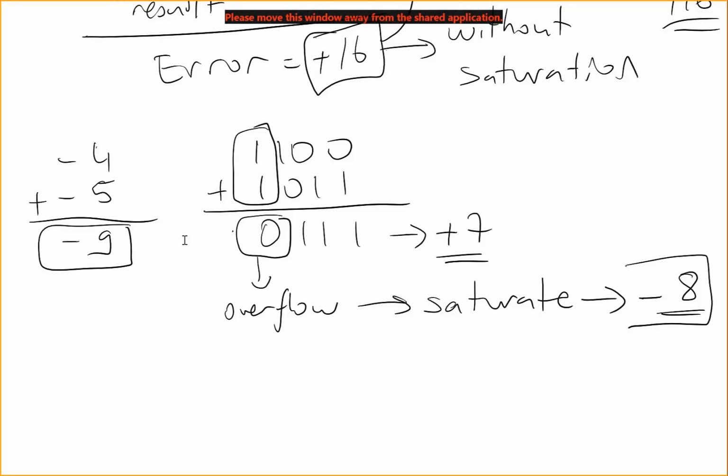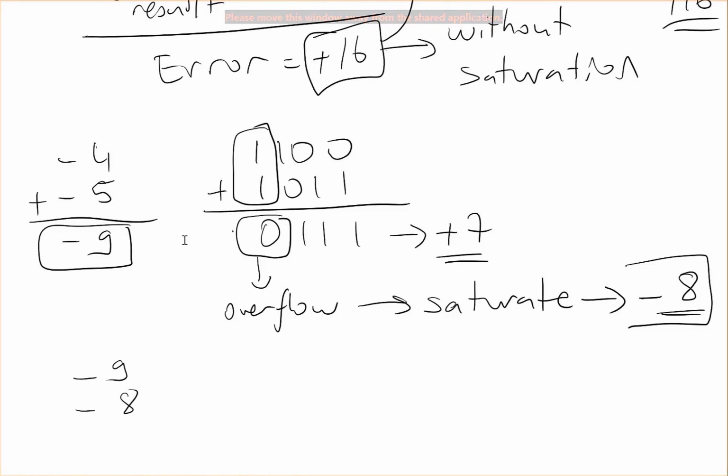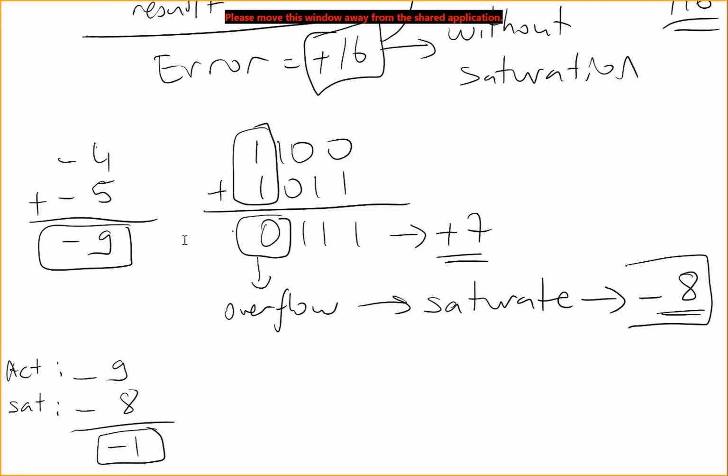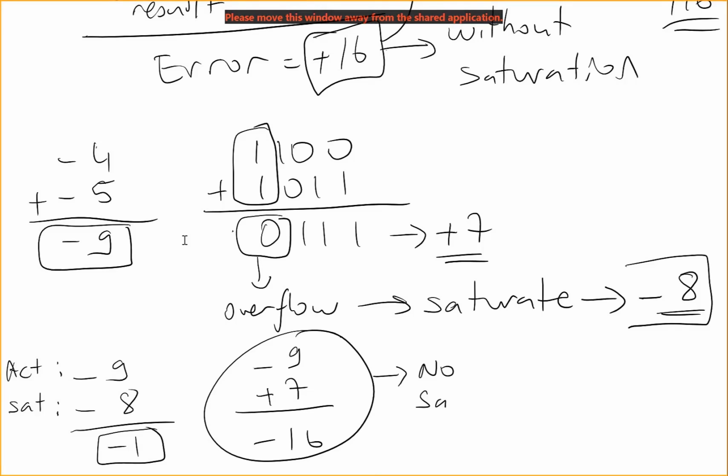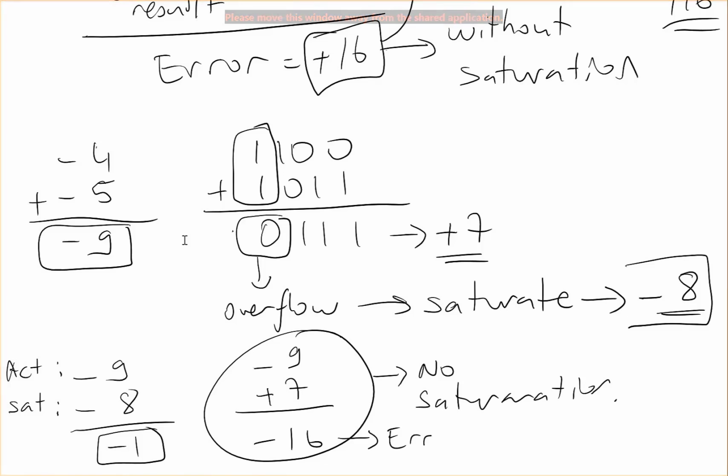Now if you check the error: I got minus 9 in reality, and the saturation gives minus 8. So the actual should be minus 9, and the error is minus 1, right? But in the other case, if I don't do saturation, the error is minus 16. So this is no saturation. These are the errors in both cases.